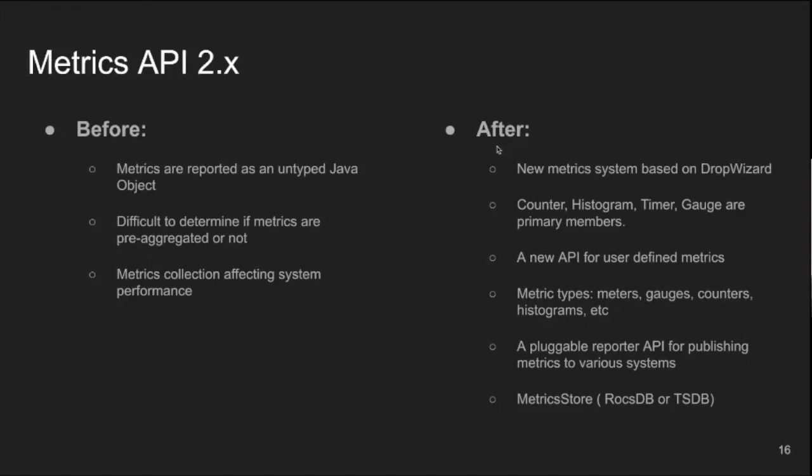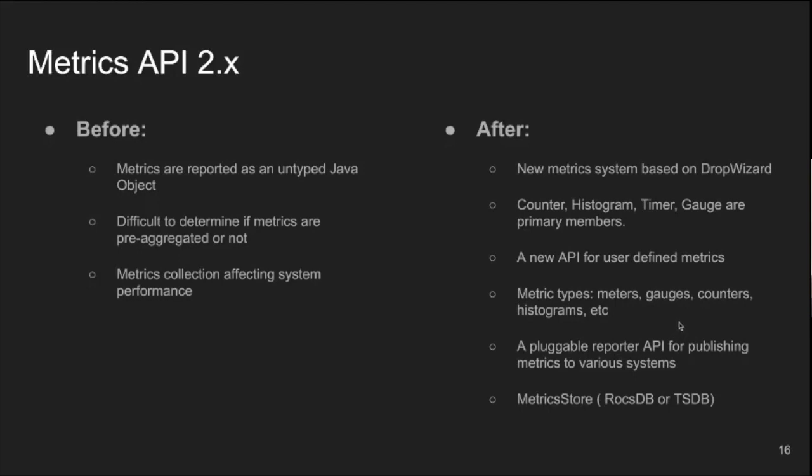So now the 2.x API relies on Dropwizard. All the metrics types are primary members, so people can define these metrics at their topology level, and they are primary members of the system. They will get reported as histogram or as timer with min, max, and average counters. Also, we added different reporters. So this new API is available, and you can use that, or you can come up with your own custom metrics.